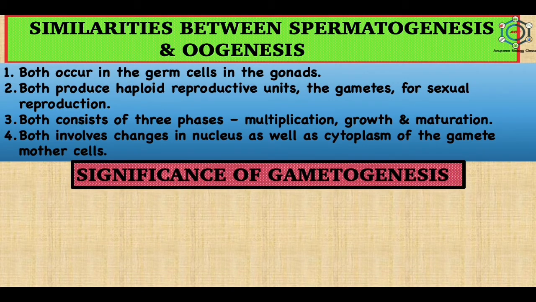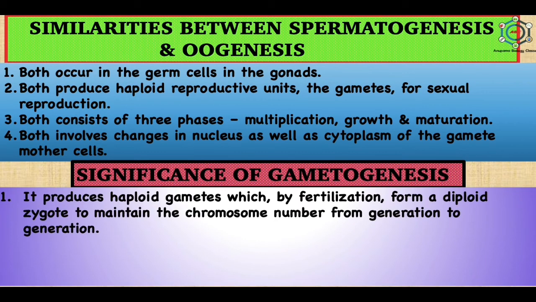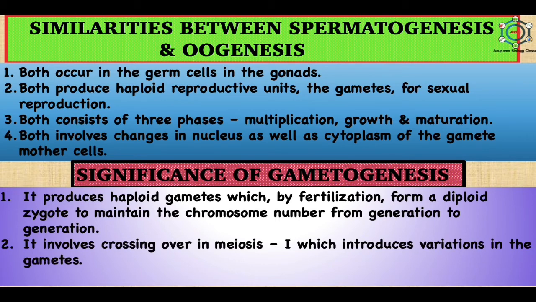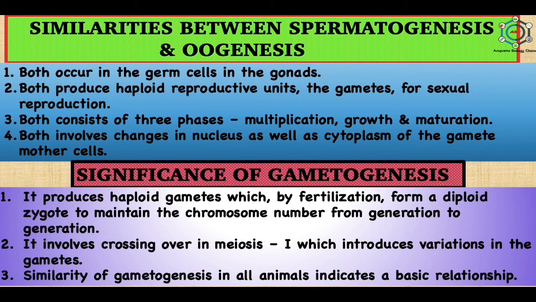Now, the significance of gametogenesis. It produces haploid gametes which by fertilization form a diploid zygote to maintain the chromosome number from generation to generation. It involves crossing over in meiosis I, which introduces variations in the gametes. And the similarity of gametogenesis in all animals indicates a basic relationship.